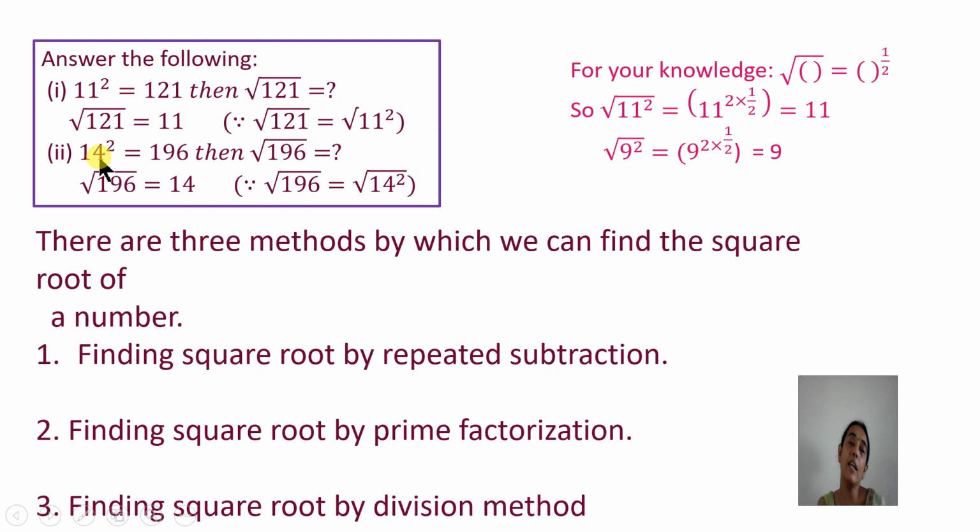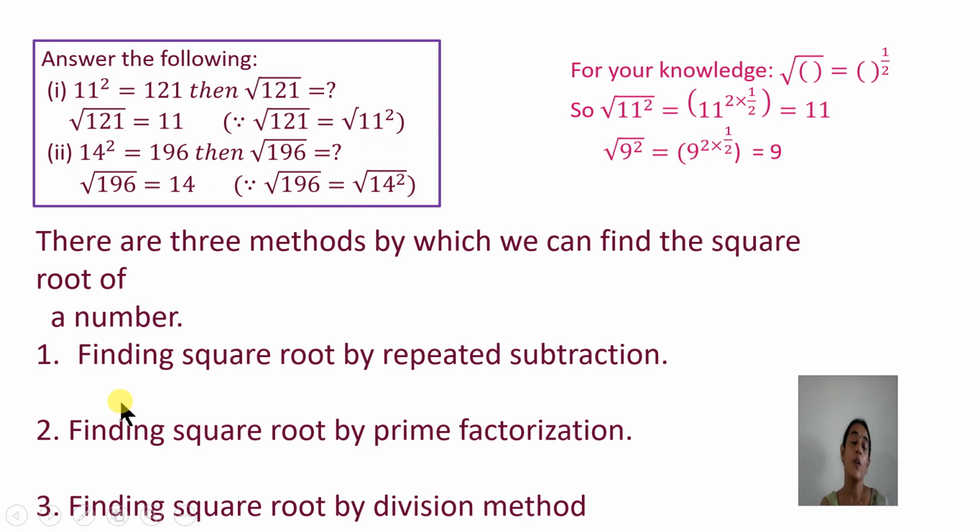Similarly here 14 square is equal to 196 and root of 196 will be equal to 14. Why? Because 196 is what? Root of 14 square. When you remove the square root sign, the 2, that is the square sign, gets also removed.